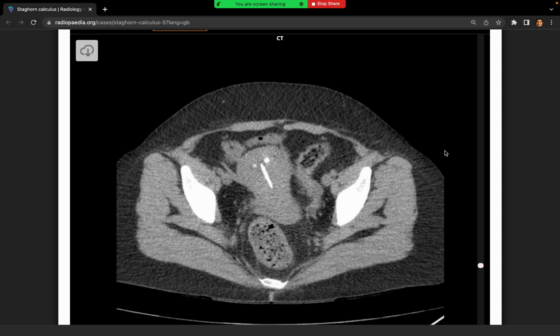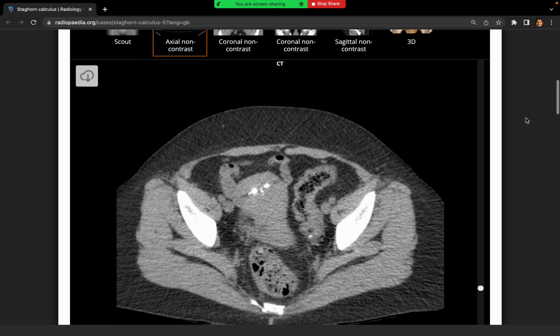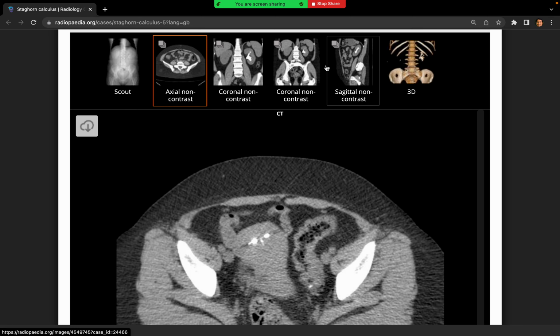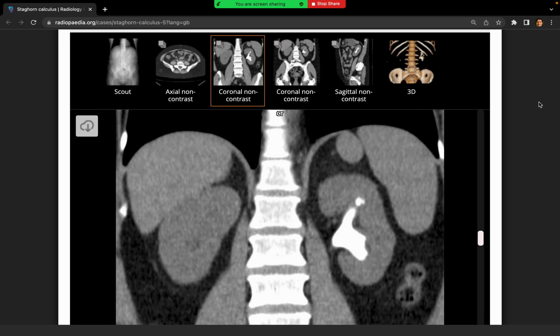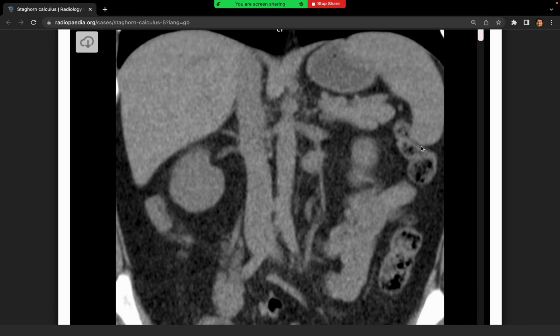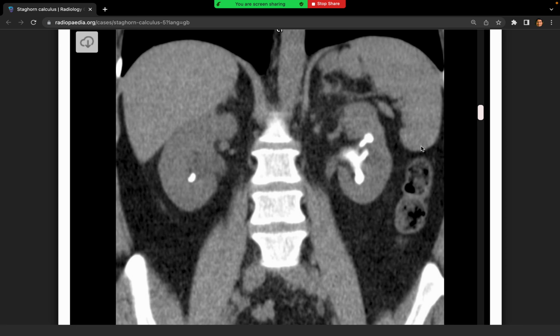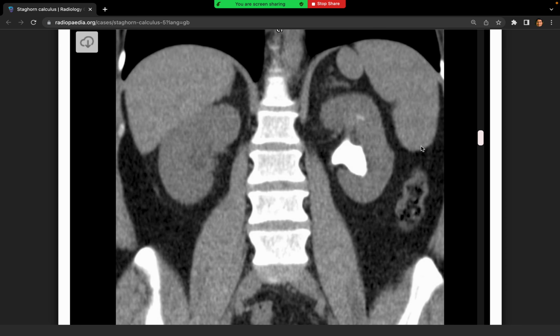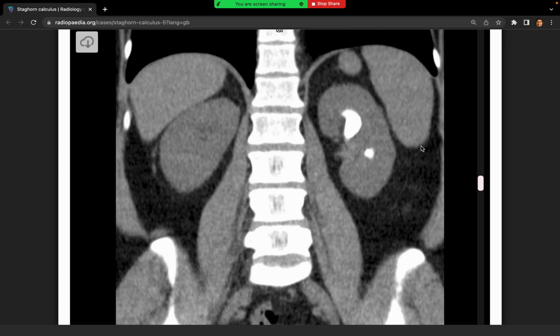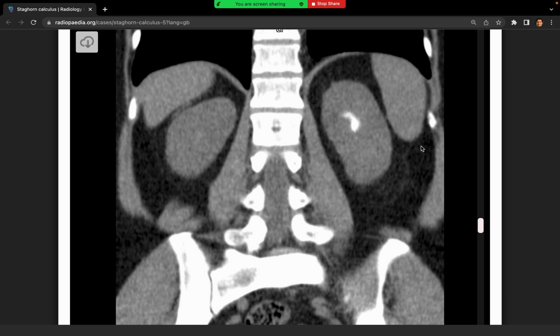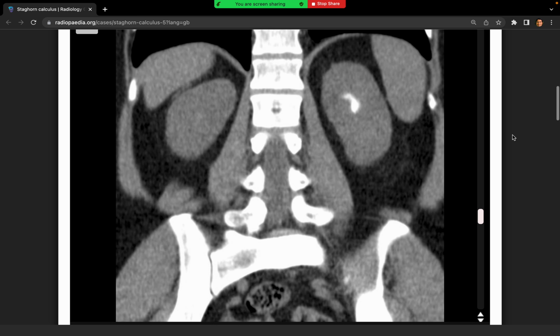Mirena coil or whatever the intrauterine contraceptive device is. Okay, we have the other pictures if you want. So we're going from front to back. This is a coronal slice of a CT KUB showing a complete staghorn in the left pelvicalyceal system and a right-sided renal stone.